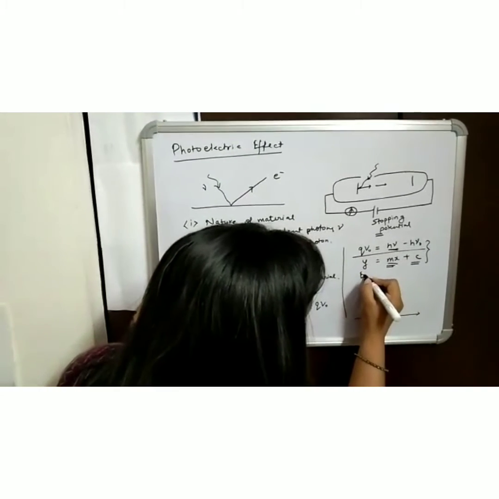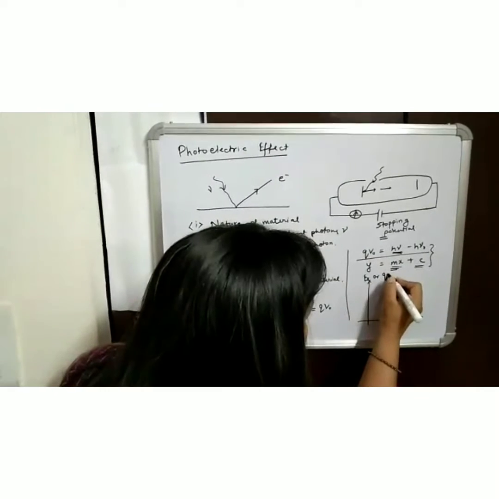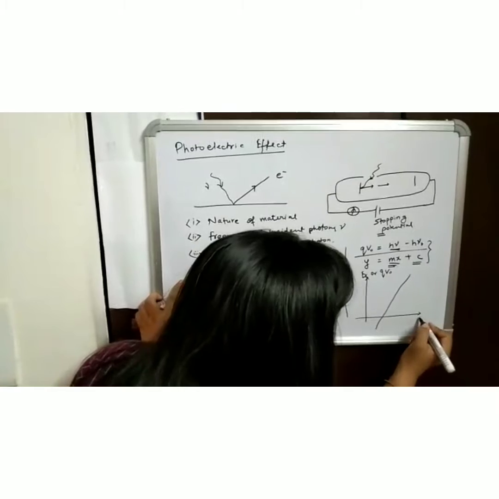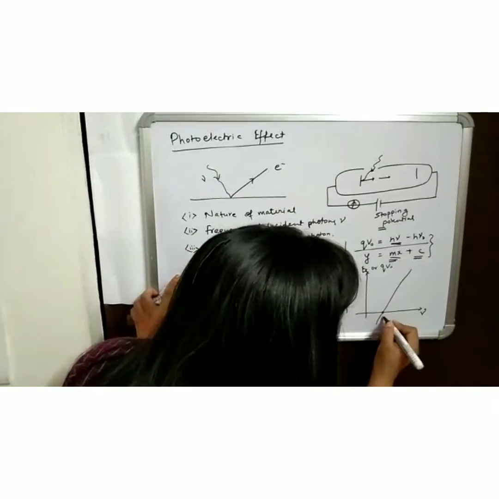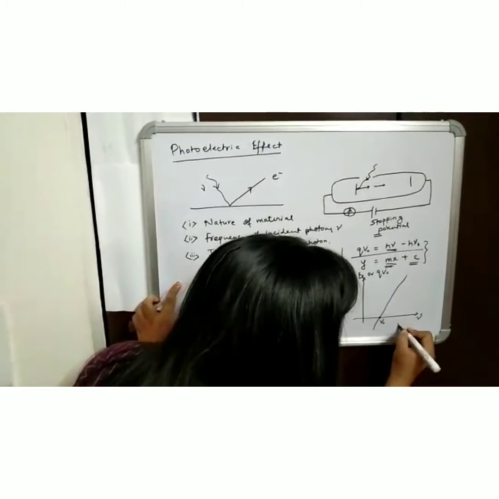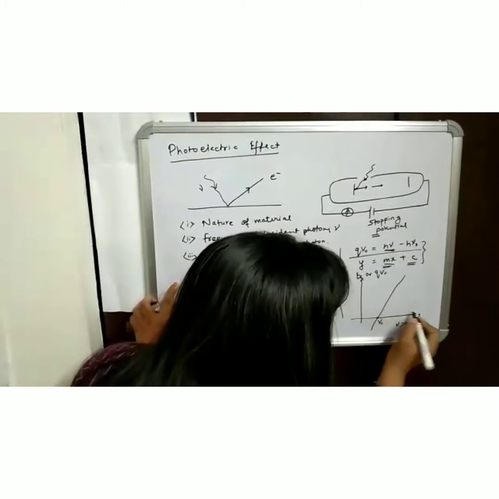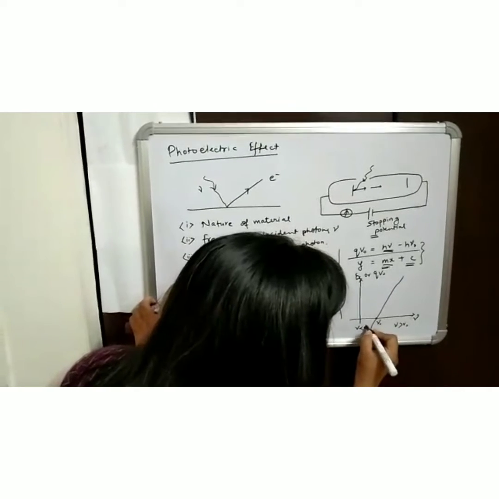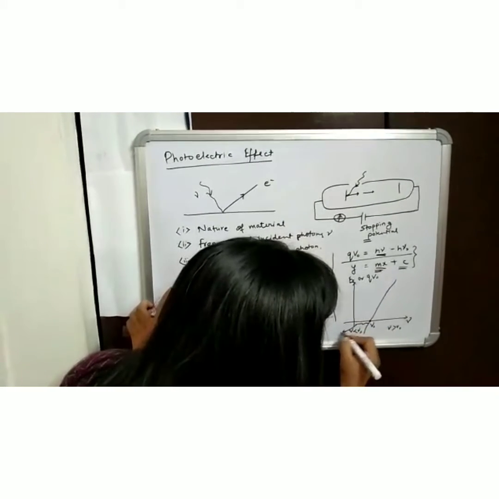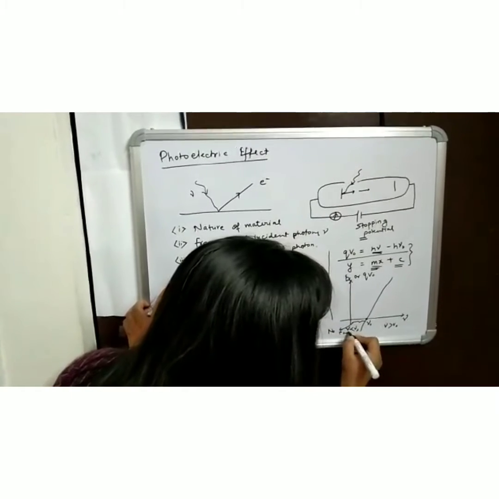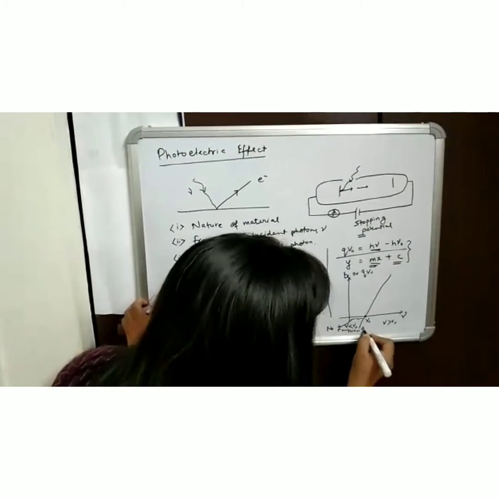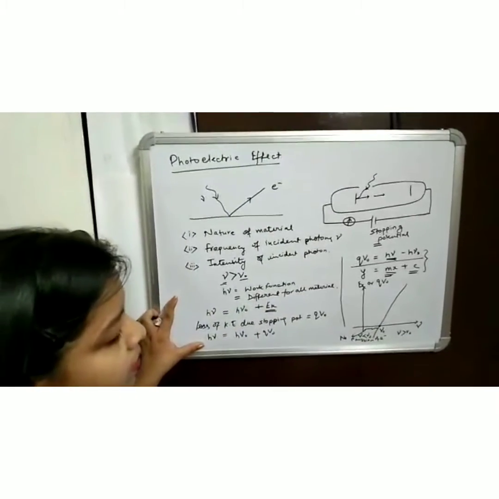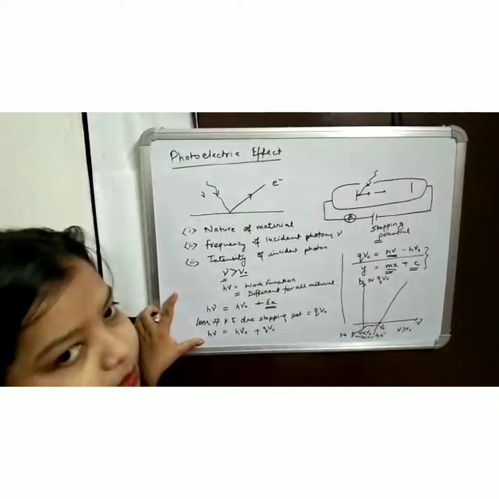This is Ek or q v naught, this is the slope, and this is frequency mu. This point is mu naught. If mu is greater than mu naught, emission is possible, and this is the kinetic energy. And if mu is less than mu naught, there is no emission of electrons. Now we will discuss some questions based on these concepts.